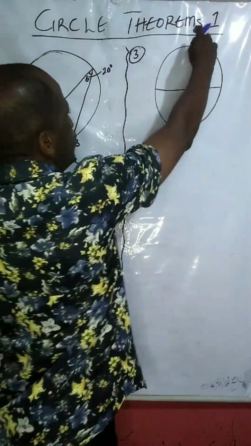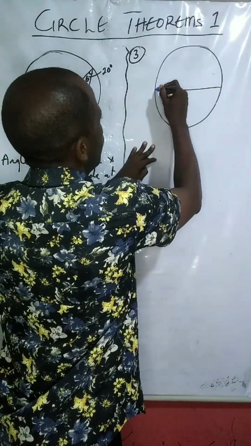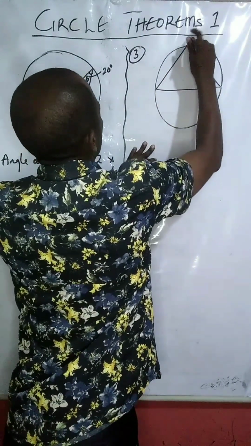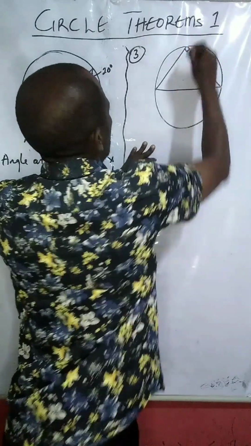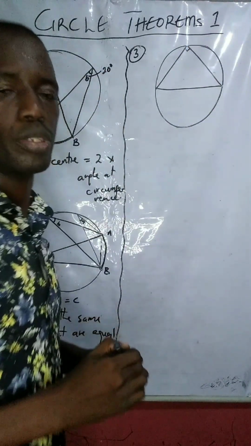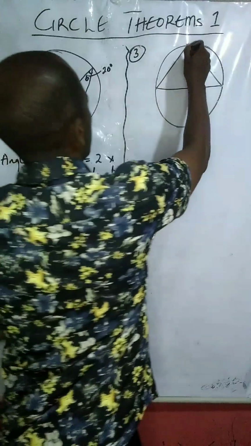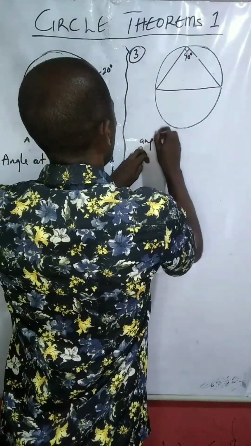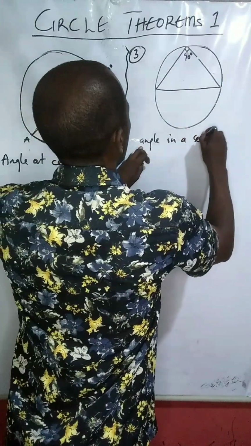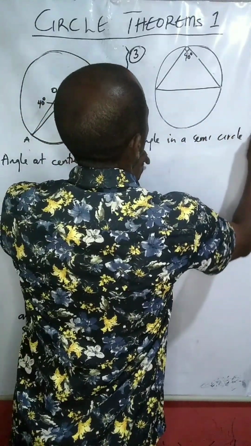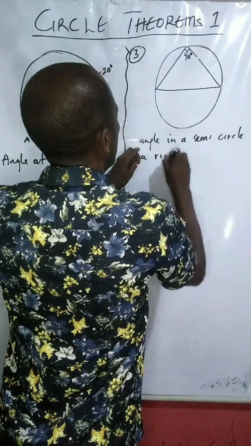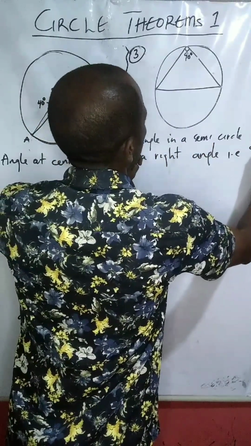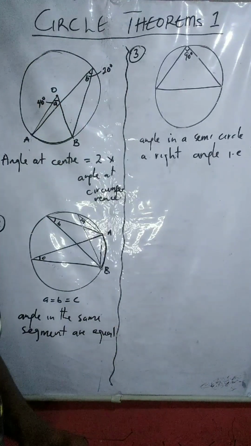You can form it on this side, on this side. Let's say a line comes from here and from here and comes here like this. This angle that is formed in a semicircle is a right angle. That means it is 90 degrees. So this third theorem says that angle in a semicircle is a right angle. That is 90 degrees.